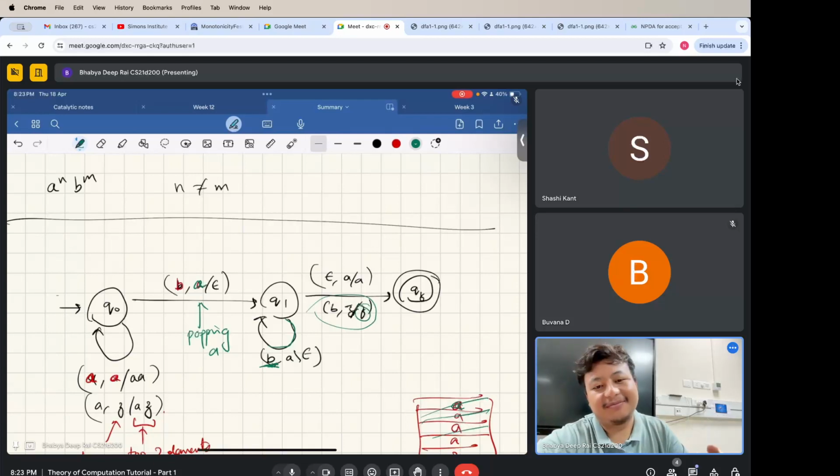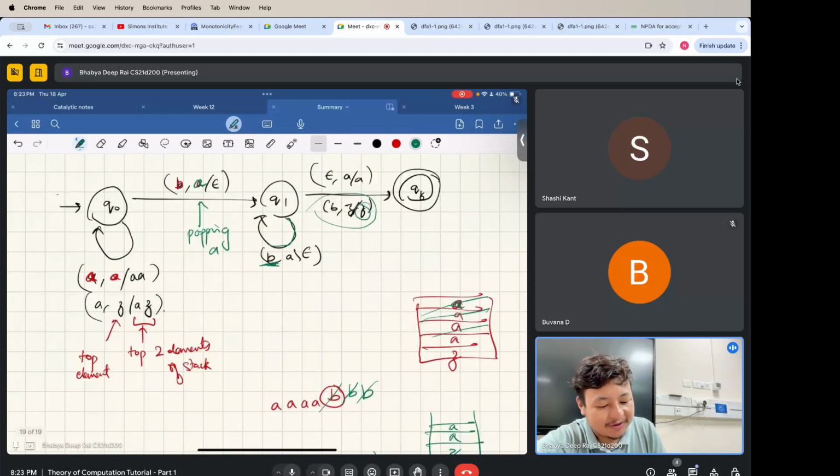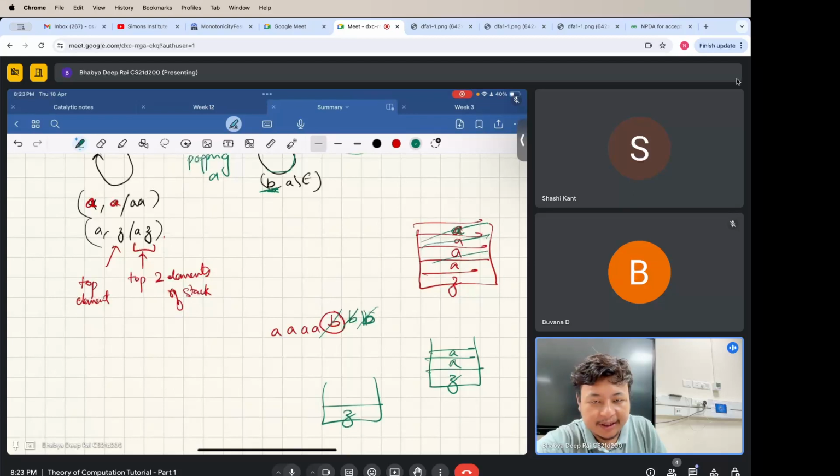They are not popping Z. The standards may change. Sometimes in the stack empty condition, you remove that Z also. But they are not removing Z; this is as good as empty. So you see a B. And what do you do?